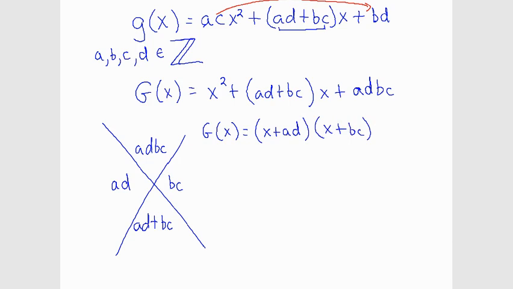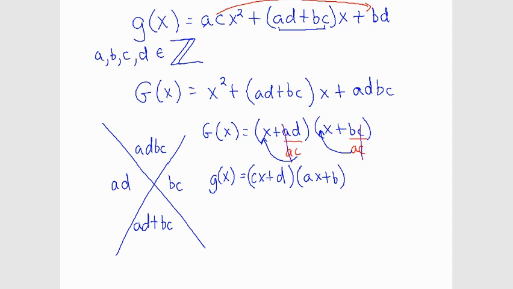But I have to undo that multiplication of AC, so I'm going to divide by AC here. And notice we have some things we can remove. So I can remove the A's here, and I can remove the C's here. Now this will effectively allow me to kick the A out in front here and the C out in front here. So I get now my factorization of the original problem, G of X equals (CX plus D) times (AX plus B).